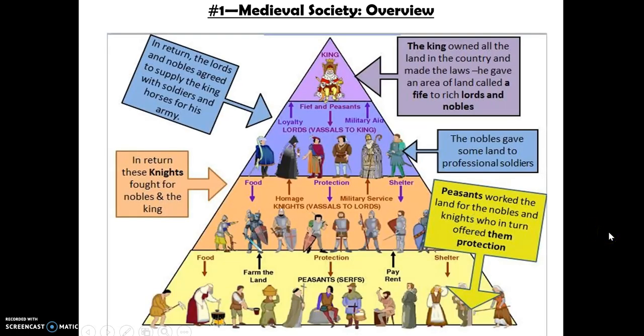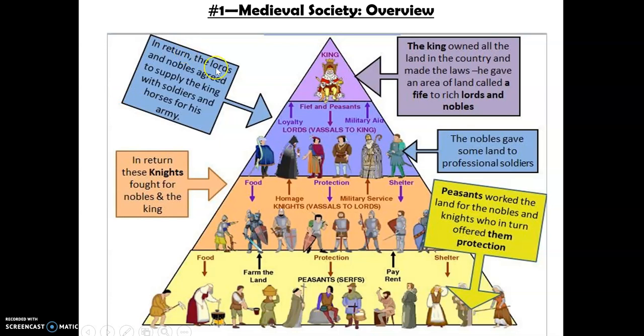All right, so we've got our first little pyramid right here. Of course, at the top we have the king. The king owned all the land in the country and made the laws. He gave an area of land called a fief to rich lords and nobles. Rich lords and nobles are these little guys down here. The nobles made up the nobility, and they were lords, and they were vassals to the king. So they were servants to the king.